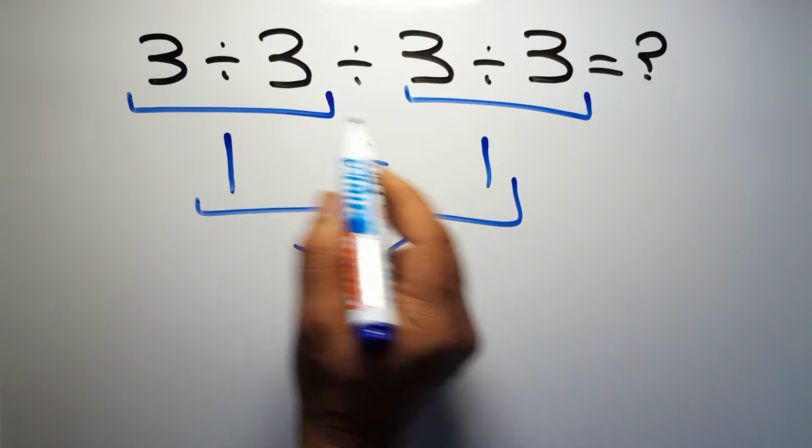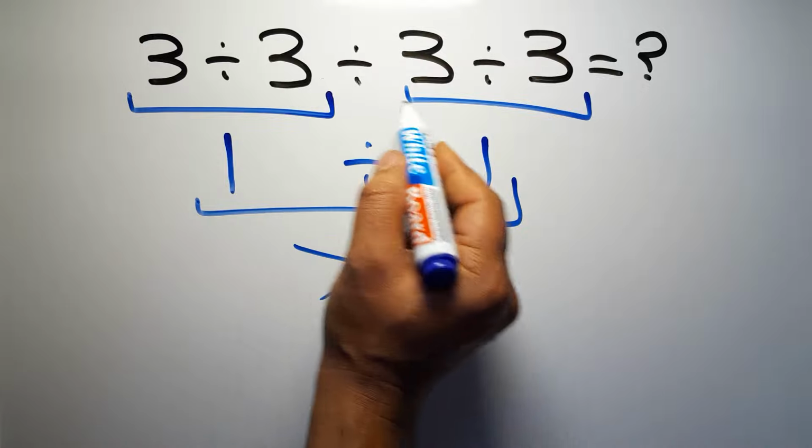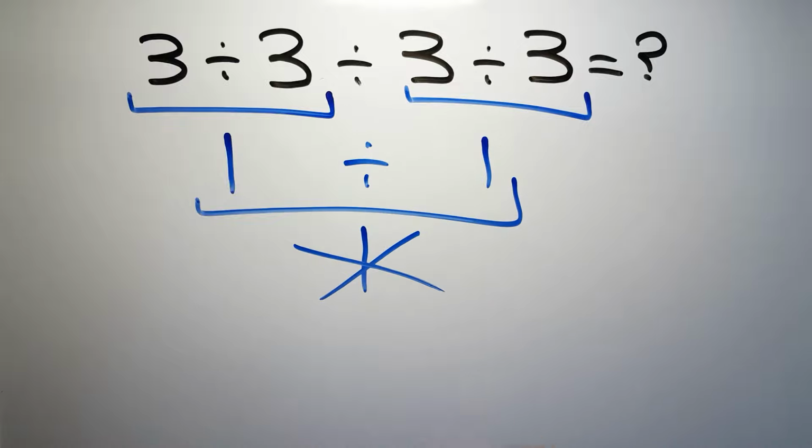in an expression, we have to work from left to right. So here first we have to do this division, then this division, and finally this division. If we do this division before this division, it is wrong.